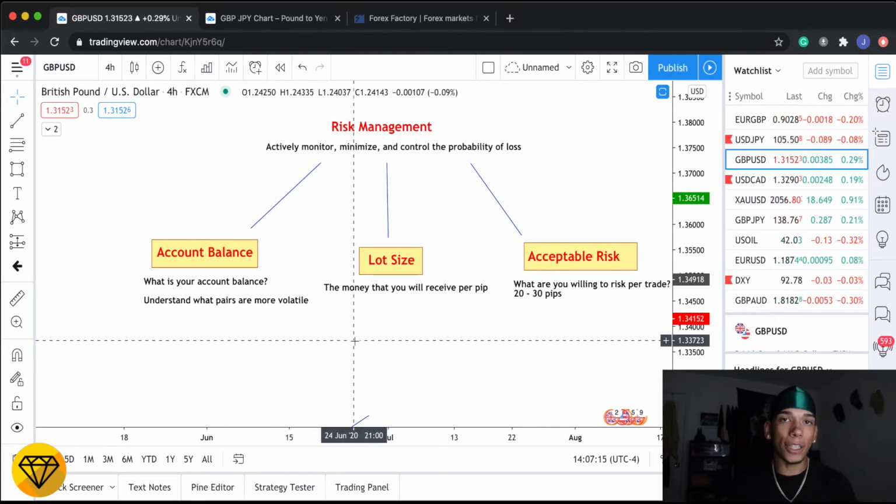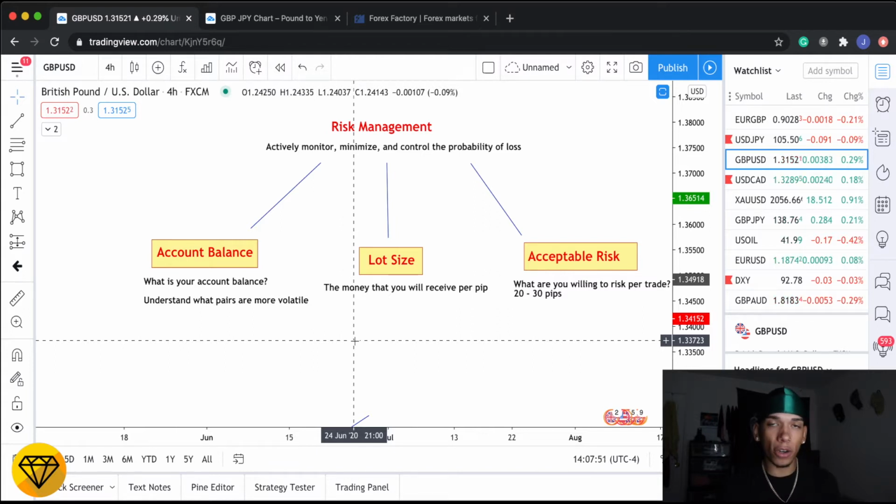And then based off that, if you have a $100 account, understand what pairs are more volatile, right? If you have a $100 account, you really have little capital to let the markets play and do what they need to do. So maybe you need to stay away from those pairs and trade pairs that are a little bit slow moving, especially if you're a beginner and you're trying to build that account up to 1,000 or 10,000, right?